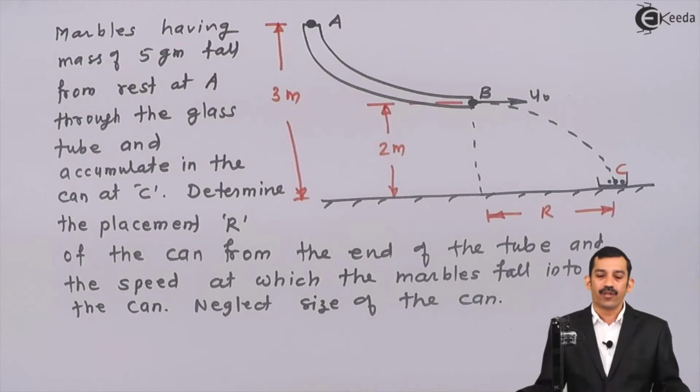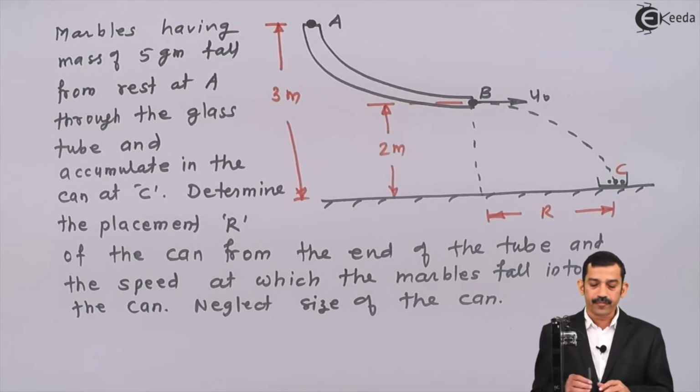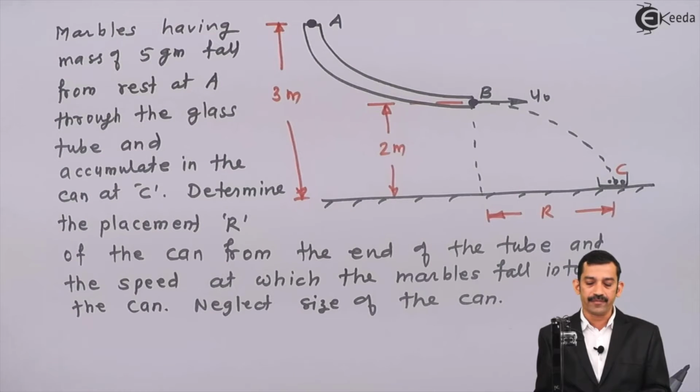Hi friends, we'll solve a problem on projectile motion. Let's see what is given in the problem. Marbles having a mass of 5 grams fall from rest at A. Fall from rest, that means the initial velocity at A is 0, through the glass tube and accumulate in the can at C.